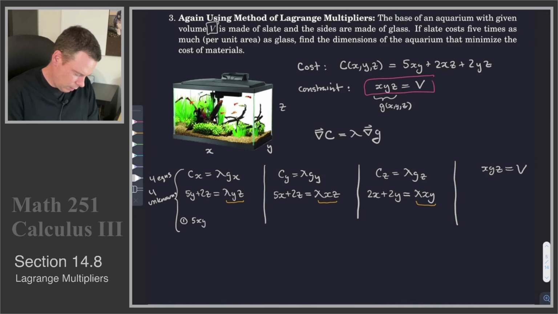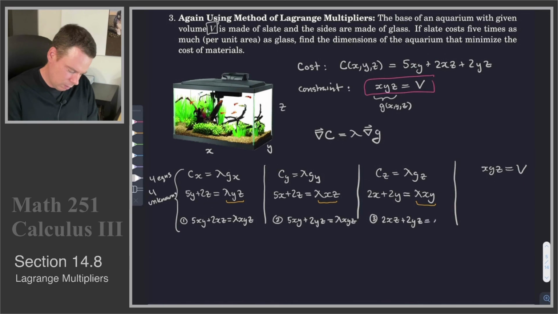That gives me 5xy plus 2xz is equal to lambda xyz. The second equation I get by multiplying the y partial equation by y. That's 5xy plus 2yz is equal to lambda xyz. And then the third equation I'll get by multiplying through by z. 2xz plus 2yz is equal to lambda xyz.